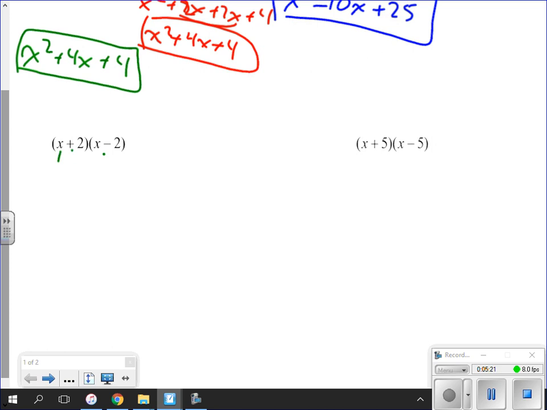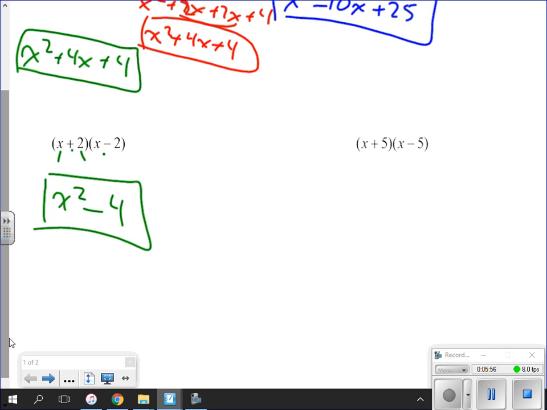Take the first term and square it. I take x and square it. What do I get? x squared. Minus, always minus. Take the last one and square it. I take 2 and square it. I get 4. These are the only ones that do not have a middle term. If you FOIL it out, your middle term will drop out on you, and you will get the same thing.